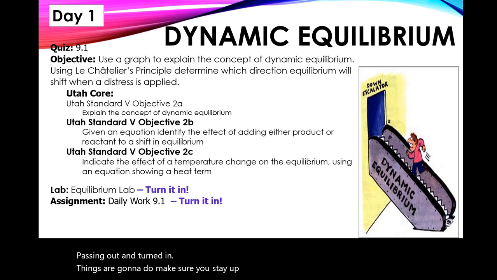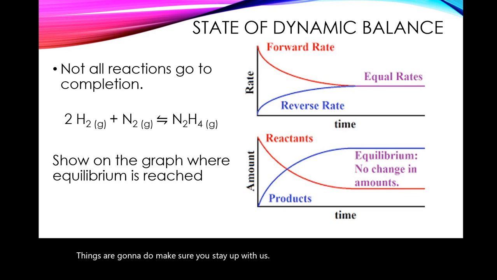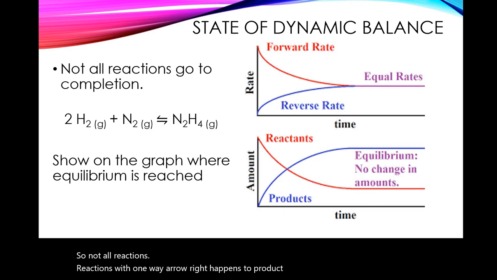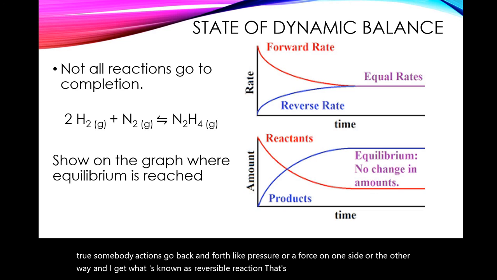We'll be having fun. So, not all reactions go to completion. We've been writing reactions with a one-way arrow, reactants to products, and that's all they go. That's not really true. Some reactions go back and forth, and I can put pressure or a force on one side to make it go the other way. And I get what's known as a reversible reaction. That's where we get this two-sided arrow.